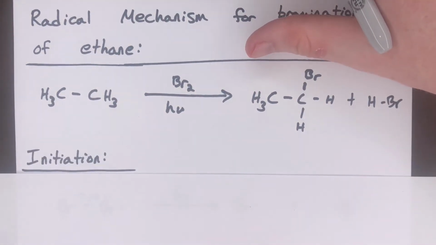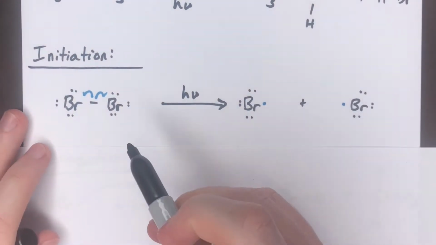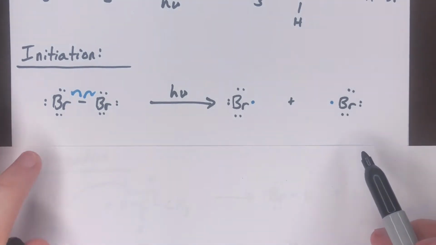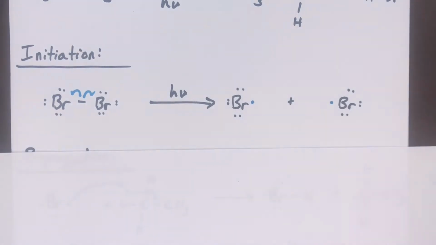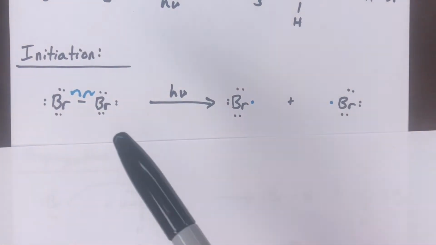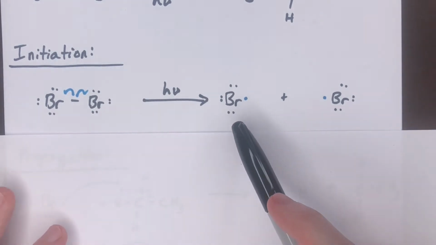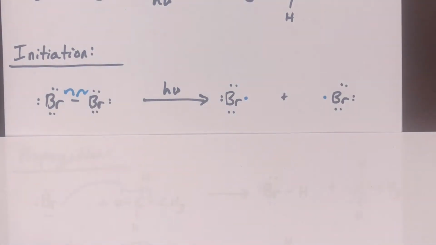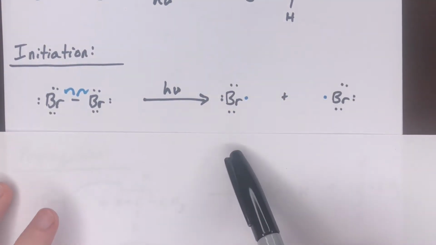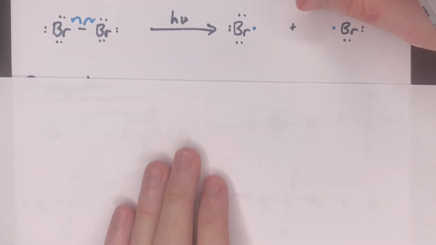Initially, we start with an initiation step. As I mentioned before, we go from a non-radical compound to two radicals. The energy input in the form of light in this case is what is required to cause this homolytic cleavage, where one electron goes to one bromine and one electron goes to the other bromine. That creates two bromine radicals and completes the initiation step, because now these bromine radicals will begin the propagation steps and make the mechanism continue like a chain, like a domino effect.